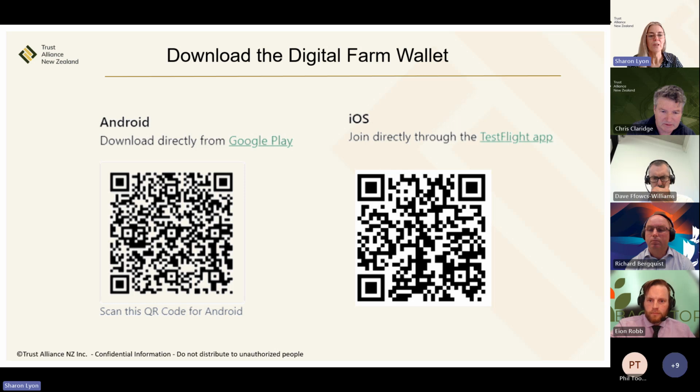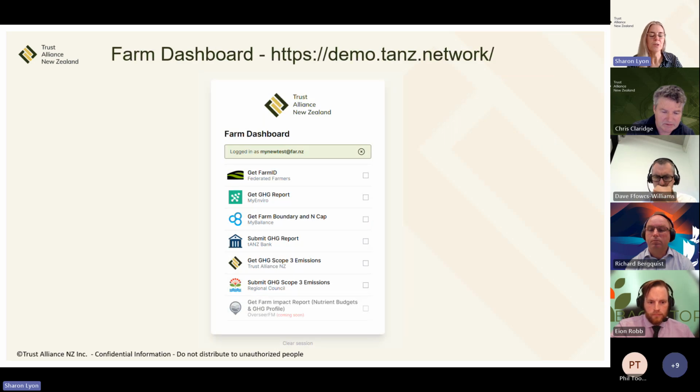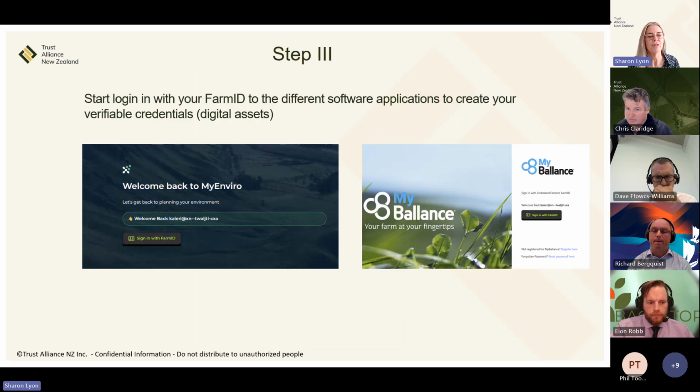So those are the QR codes that we used, and this was the farm dashboard. So we got the farmer, or whoever we did this dashboard with, and we could have done it with people on the call. We got them to run this URL on their laptop, download the wallet onto their phone from the App Store, and then actually run through this, simulating a day in the life of a farmer. So logging in, get your farm ID, log into your MyEnviro portal, and create your verifiable credential on your phone.